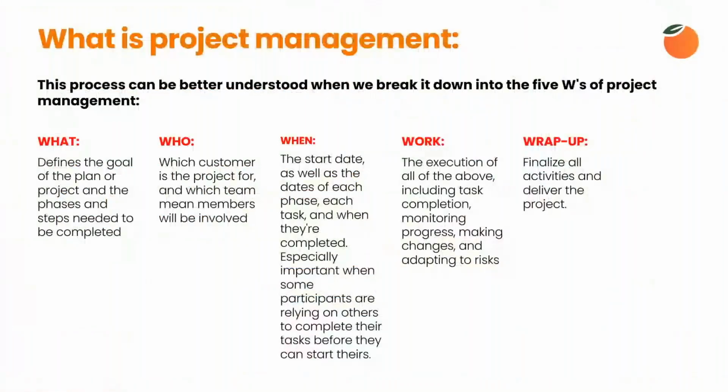So what is it? Well, for us, I've broken it down, and this isn't necessarily what you're going to read in all books, but I think it's better understood if we break it down into the 5 W's of project management. Firstly, what? Define the goal of the plan or project and the phases and steps needed to be completed. Who? Which customer is the project for and which team members will be involved? Remember, this is an ACT integrated product, and ACT is a contact-centric program. So we have to view how this program works centered around the contact.